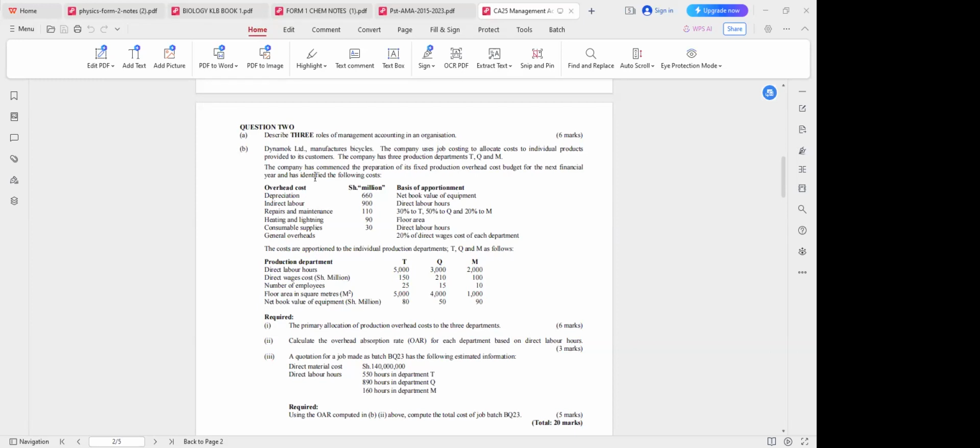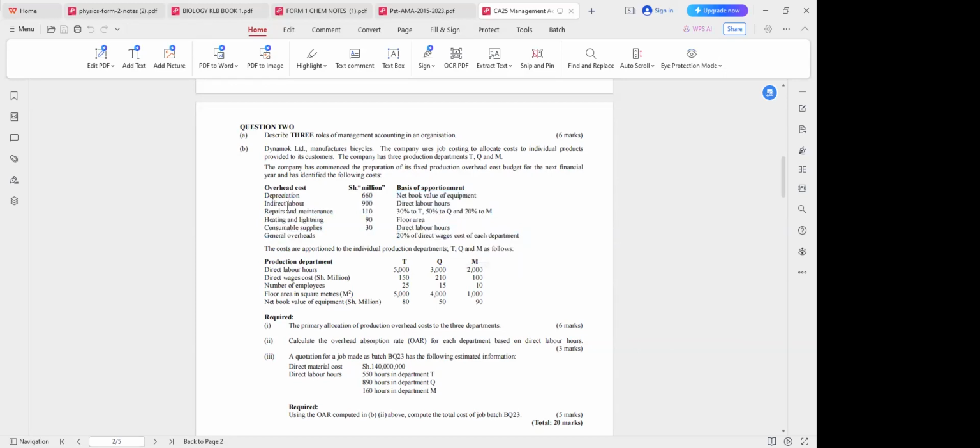The company has commenced the preparation of its fixed production overhead costs budget for the next financial year and has identified the following costs. So these are the overheads, the fixed production overheads. Now remember, the production overheads will be forming part of product cost if we use the method called absorption costing. So we have the overheads here in millions, and of course we have the allocation basis. In most cases, the examiner will not give you the specific allocation basis. You'll have to identify them from a given list.